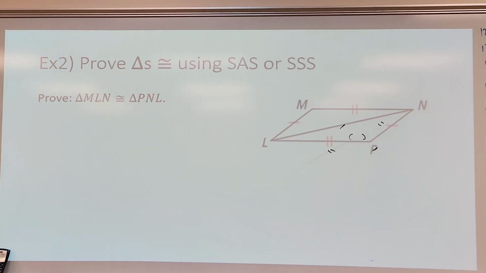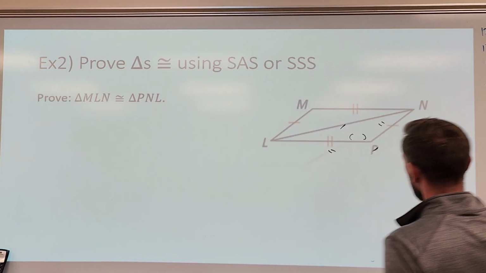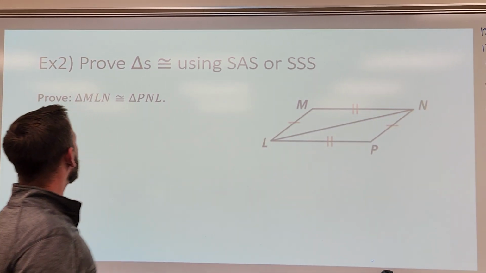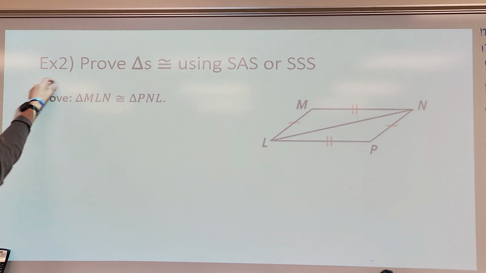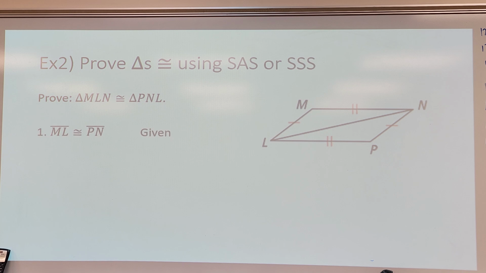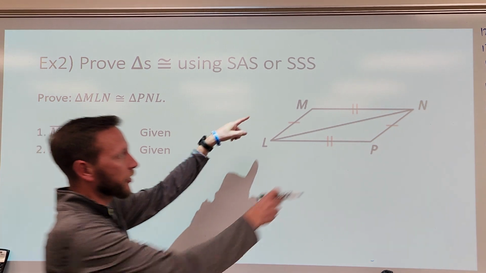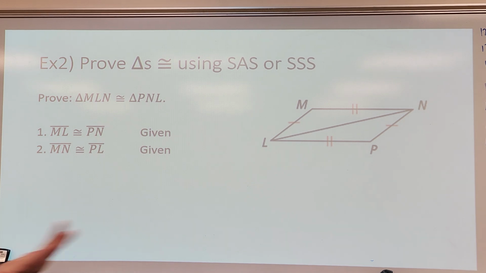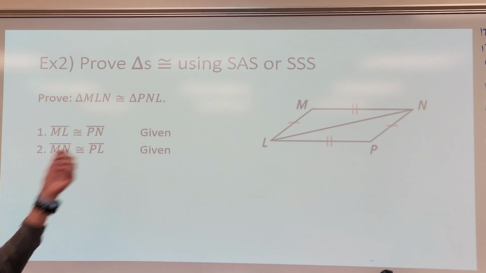All right, let's try this one using side, side, side or side, angle, side. Well, in this case, we know that we are given, in the diagram, it's not a given statement, but we do know that ML and PN are congruent. We know that MN and PL are congruent, all right? So these are given congruent, these are given congruent. Those are freebies. That's the gift. That's an easy couple points on this proof, all right?